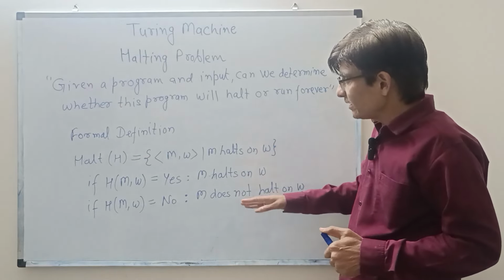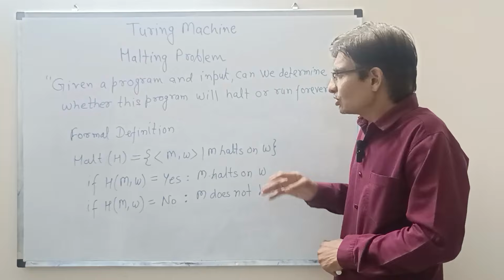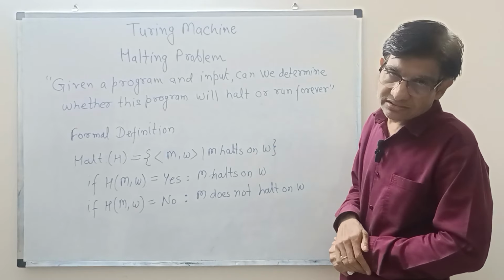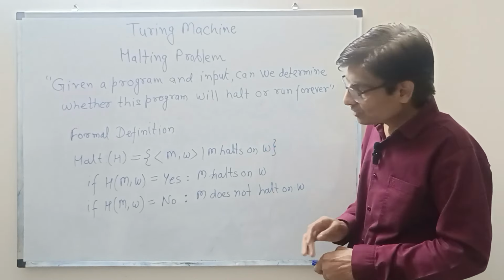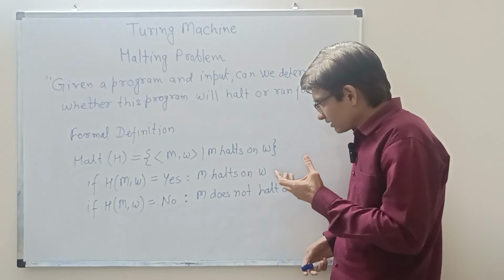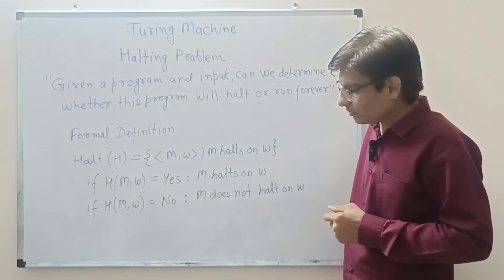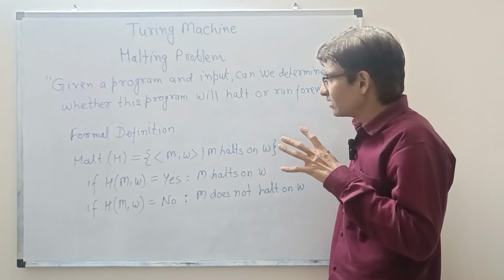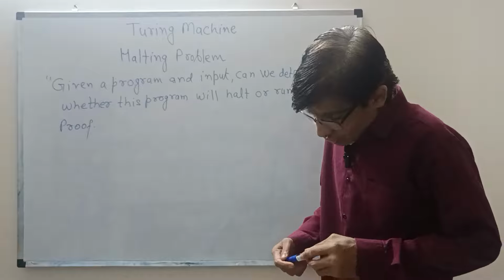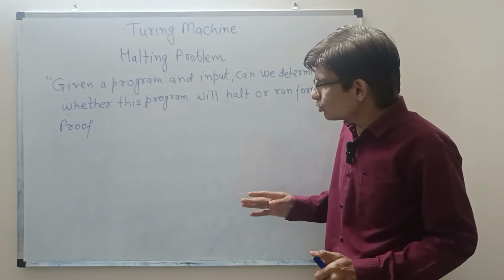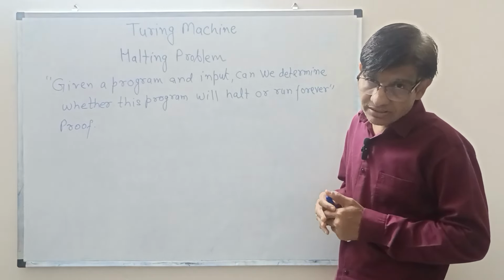Now, next we will discuss how to prove this problem as an undecidable problem. So friends, we will use the method of contradiction to prove this problem as an undecidable problem. I hope this formal definition and basic statement of the halting problem are very clear now. Now we will prove this halting problem as an undecidable problem. As I told you, we will use the method of contradiction.